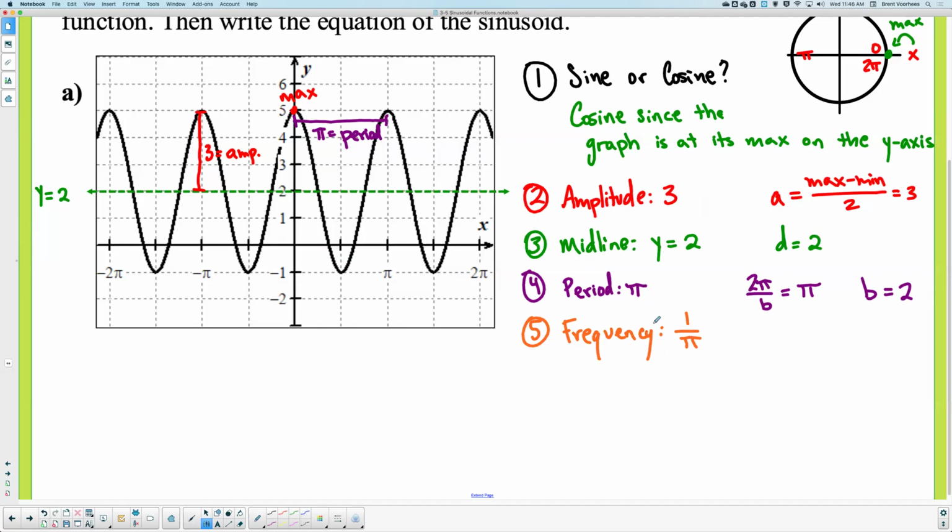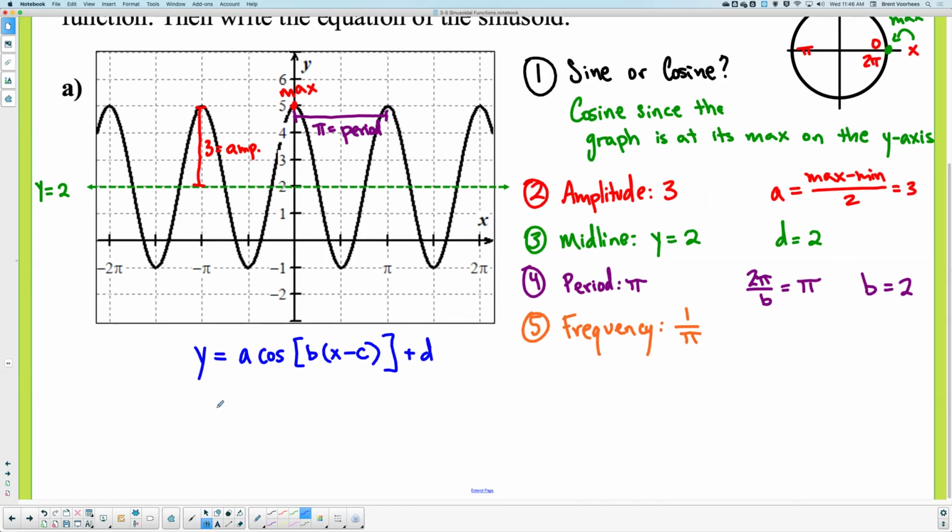So now we can write our equation. There is no phase shift in this. We're not shifted left or right. The equation on the previous page said you're going to write an equation in this form, where we said cosine. So it would be a cos(bx minus c) plus d. That's how the equation should look.